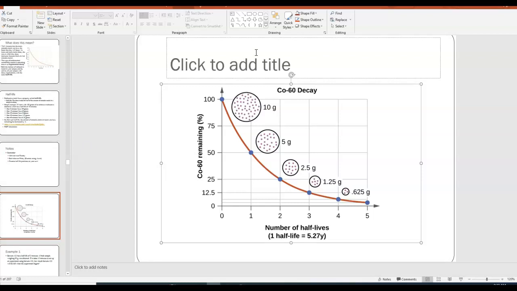And so it's not that that mass is gone per se, it's just undergone transmutation. There's been another element produced plus different types of radiation particles. Okay, so we've gone from 10 grams of cobalt-60 that we started with to 5 grams to 2.5 grams after 2 half-lives. And so you can see every half-life that passes, we go down by half of the previous amount.